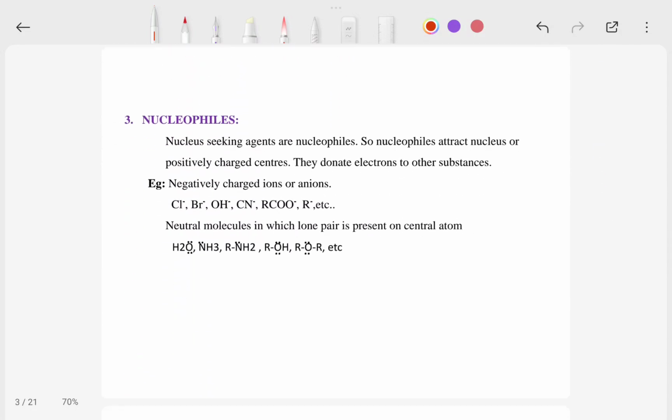Nucleophiles. Nucleophiles means nucleus-seeking agents are called nucleophiles. Nucleophiles attract nucleus or positively charged centers. Nucleophiles are generally electron rich compounds. They donate electrons to the other substances.